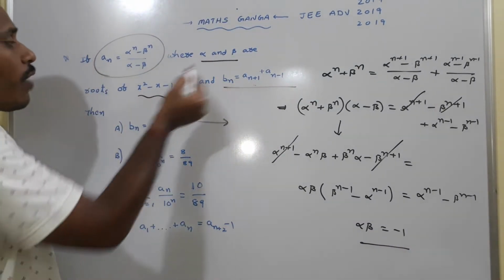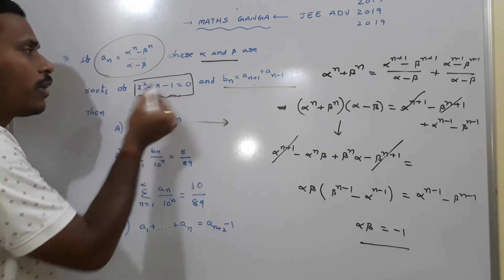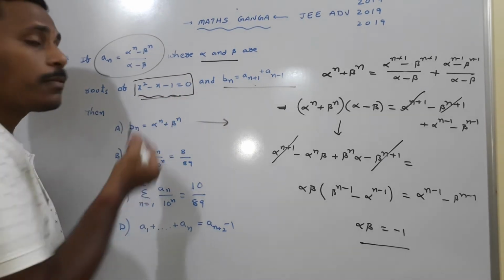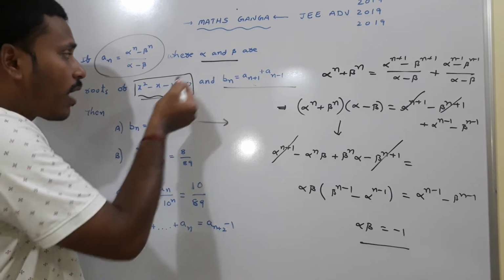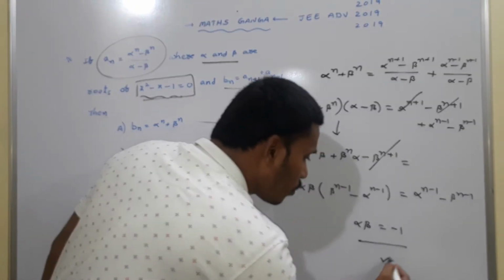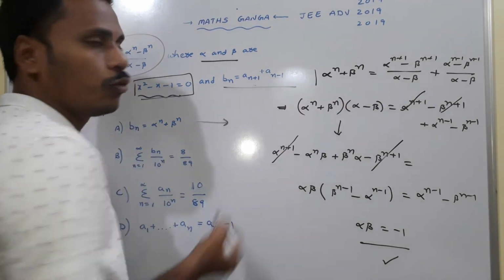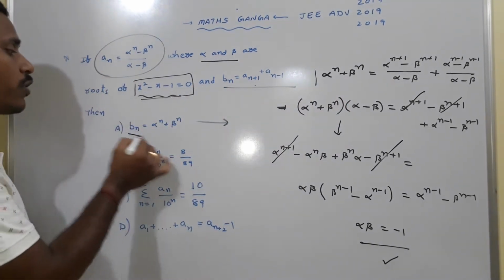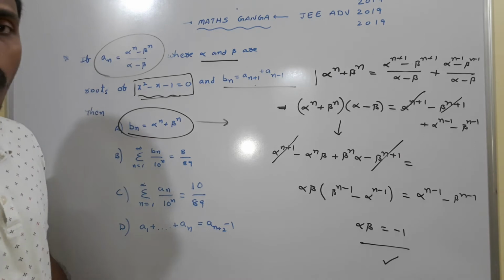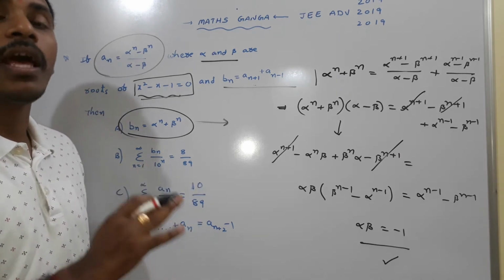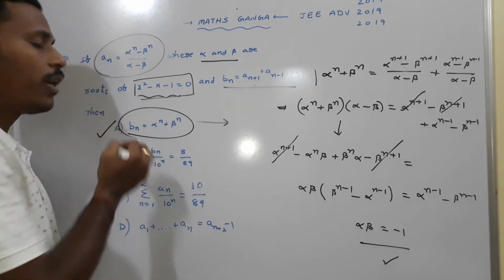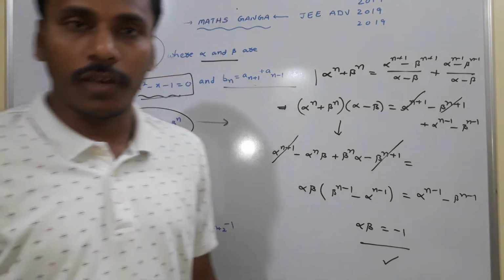Since alpha and beta are the roots of this expression, clearly alpha into beta is minus 1. So since alpha into beta equals minus 1 is a true statement, this is also true. Since this is true, our first statement, bn is equals to alpha power n plus beta power n, is true. So option A is one of the correct options for this question.